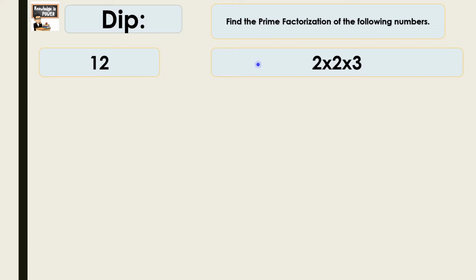12 is 2 times 2 times 3. If you simplify, for example, 2 times 2 is 4, and 4 times 3 is 12. Therefore, all of these numbers are prime numbers. Therefore, this is the prime factorization of 12.